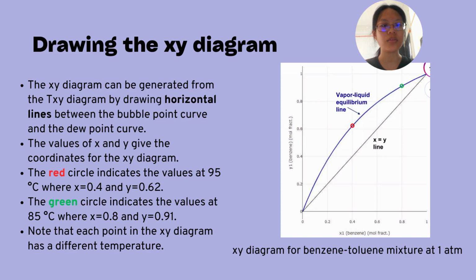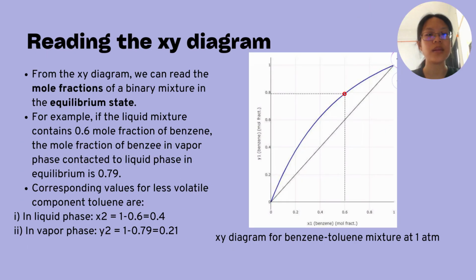It is important to note that each point on the XY diagram corresponds to a different temperature. From the XY diagram, we can determine the equilibrium mole fractions of a binary mixture in the liquid and vapor phases. For example, if the liquid mixture contains a benzene mole fraction of 0.6, the corresponding mole fraction of benzene in the vapor phase at equilibrium is 0.79.